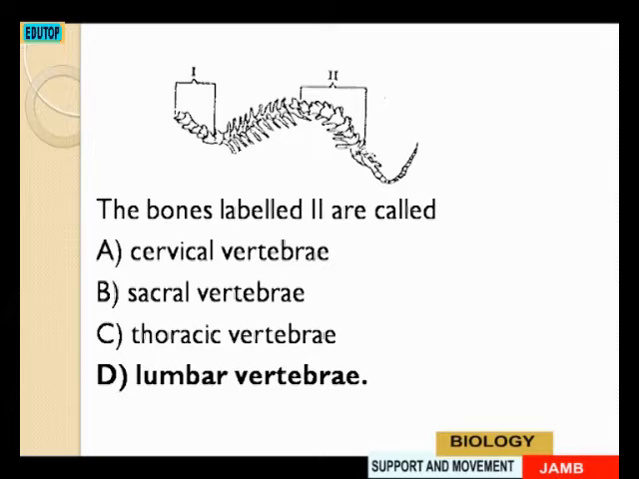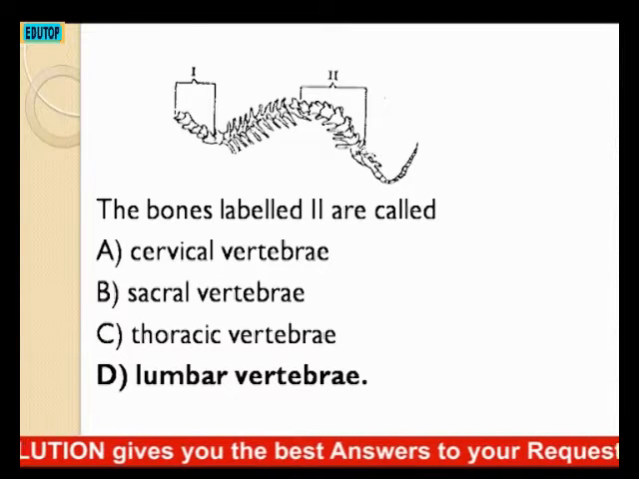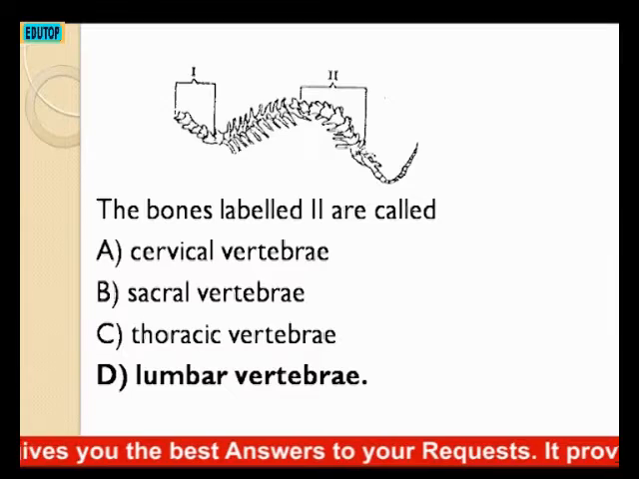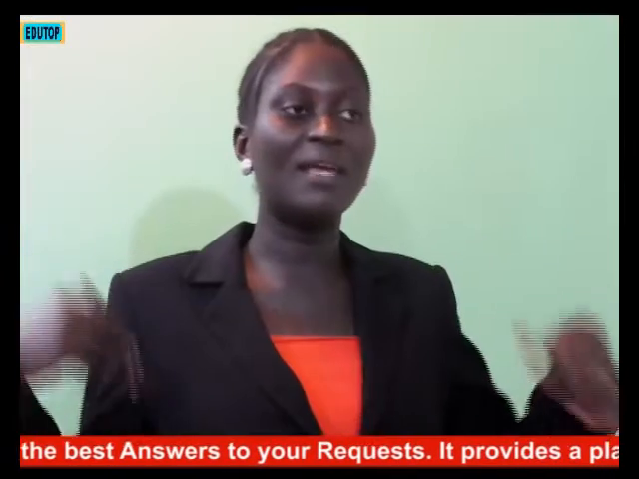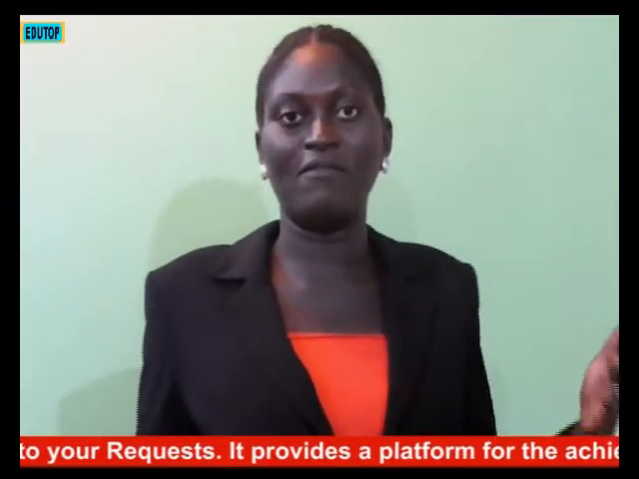till the tail. Now, the first question says, the bones labeled 1 and 2, just two labelings on that. The question says, the bones that are labeled 2 are called what? Mammalian skeleton, the backbone. We have 5 vertebrae.